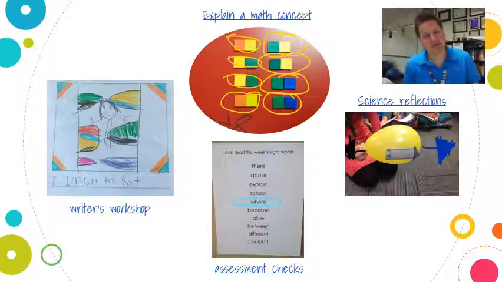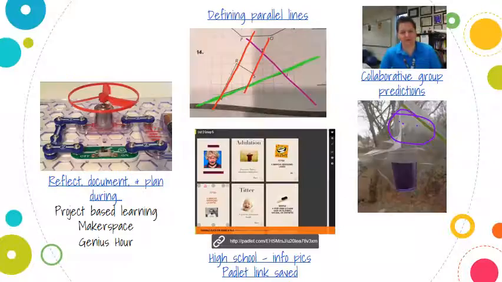The elementary schools that use this are doing some amazing things, right? They can film their science experiment, and they can annotate and offer reflections. They can explain a math concept by annotating and talking about place value and counting and whatever it is that those teachers can make adaptations with. They can use it in a writer's workshop. They can use it as assessment checks. You can see here the weak sight words in that class, and taking a look at those and annotating those as assessment checks are some pretty powerful tools.